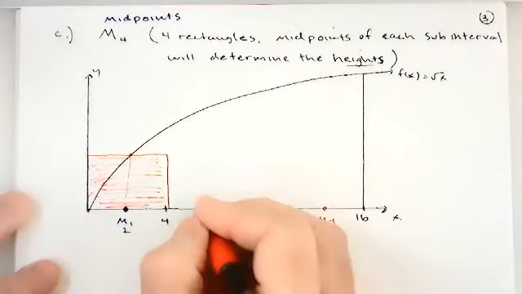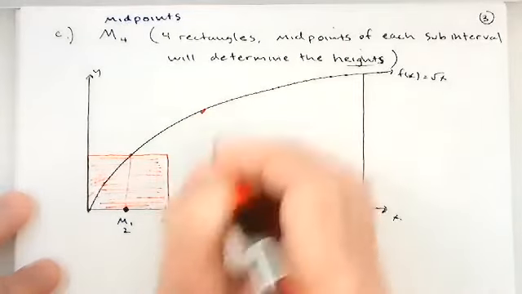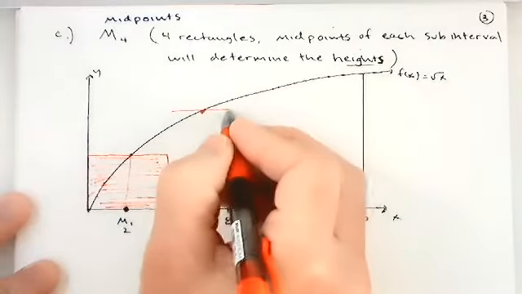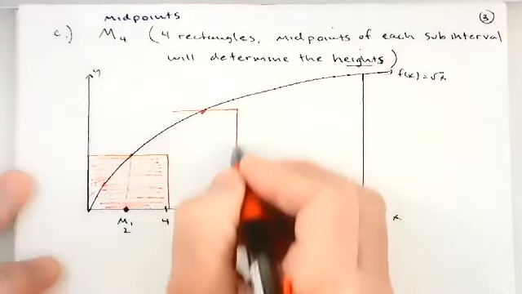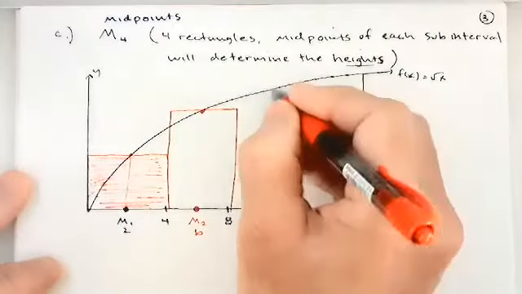Let me just draw these for the rest of them. So then for the midpoint here at, what was that, a 6, I'm going to have a rectangle here at 10.